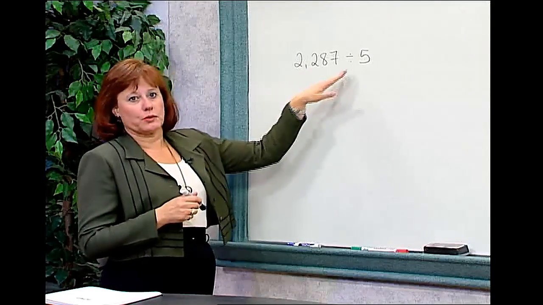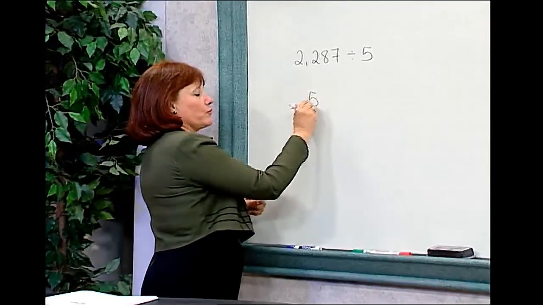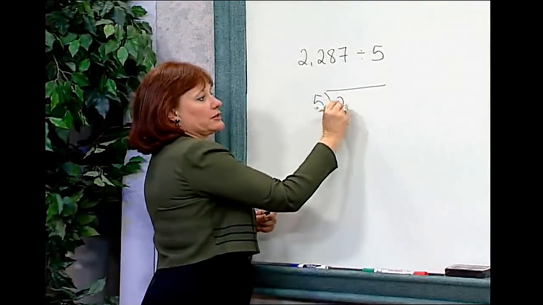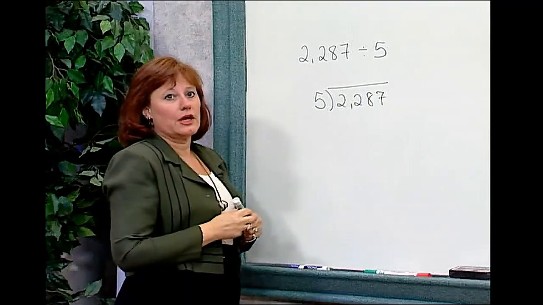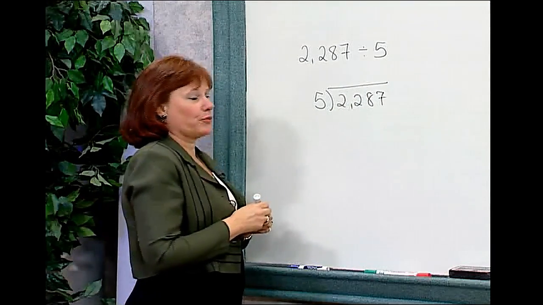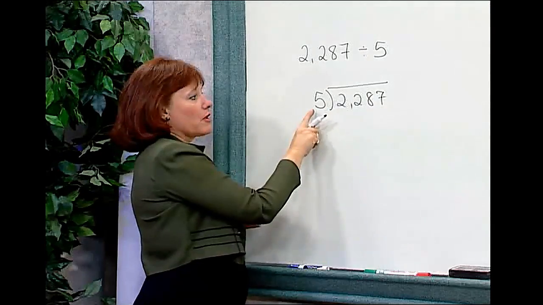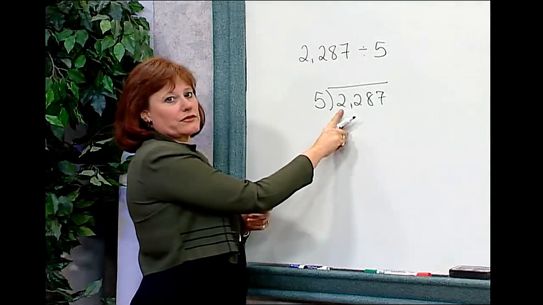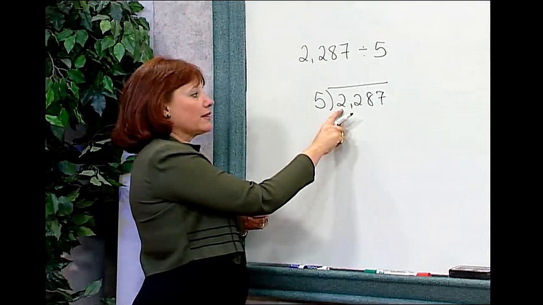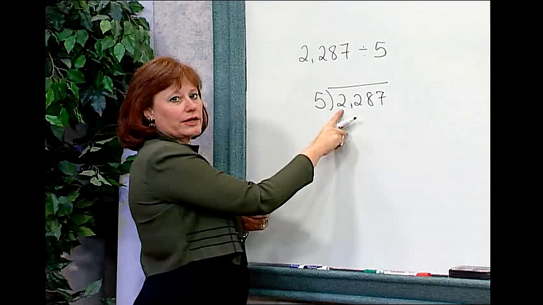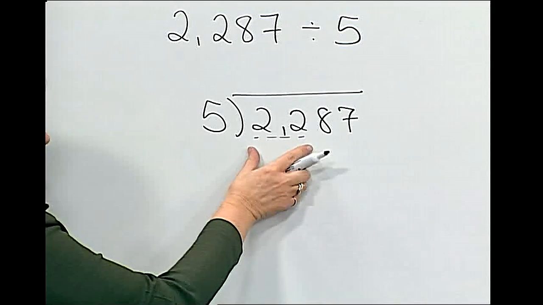It's hard to do division when it's written in this horizontal form, so we will do it in our other form. We'll do 5 into 2,287. You should be getting quite good at this division process now. So we're going to divide 5 into this number. We check to see if 5 goes into the first number. 5 goes into 2. I cannot think of a number that when I multiply it by 5 will give me 2, so I know I need to look at the first 2 numbers to check this out.